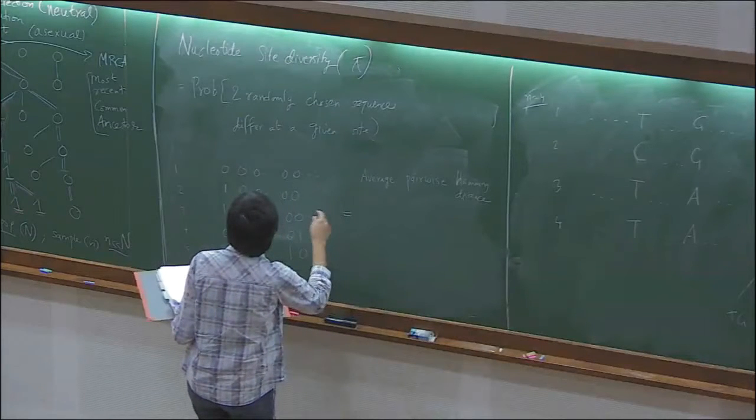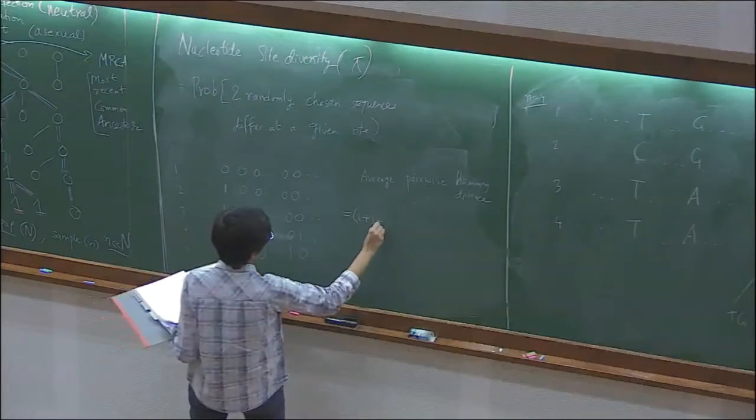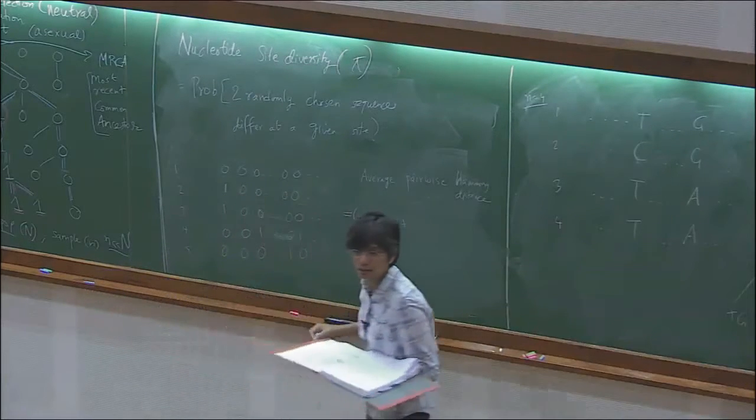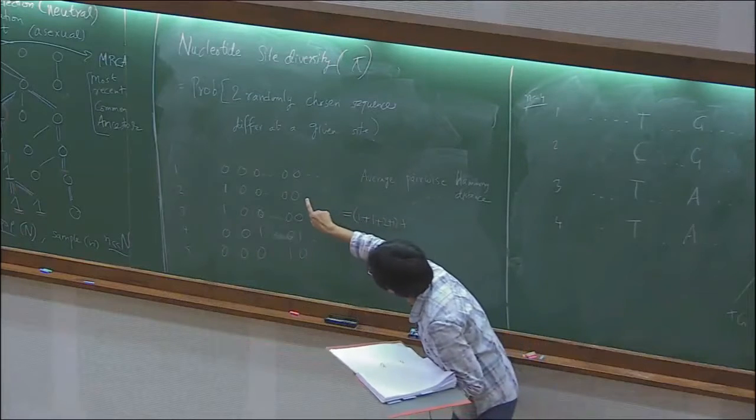1, 2, 1, 3, 1, 4, 1, 5. 2, 3, 2, 4, 2, 5. 3, 4, 3, 5, and 4, 5. The Hamming distance is 3. So that's all I've done. And the number of pairs is 10. So that's how I got 1.8.